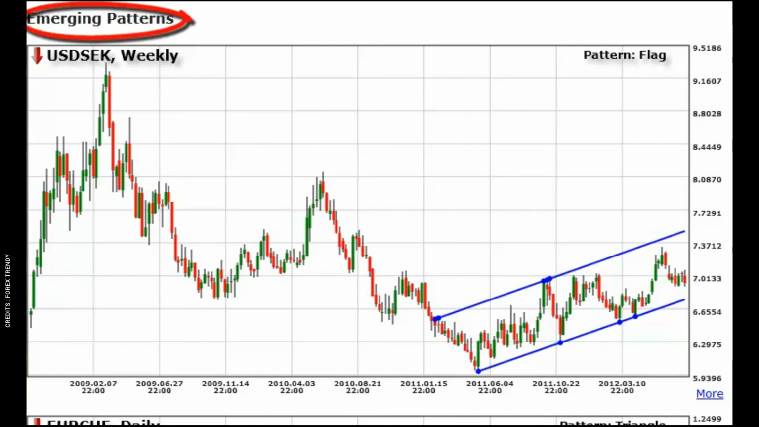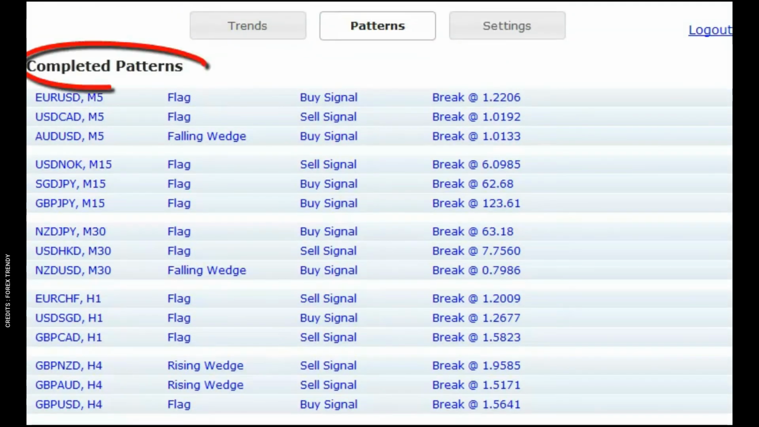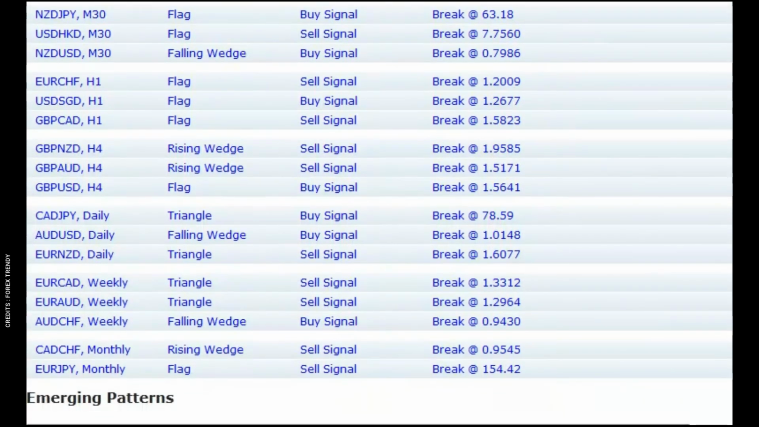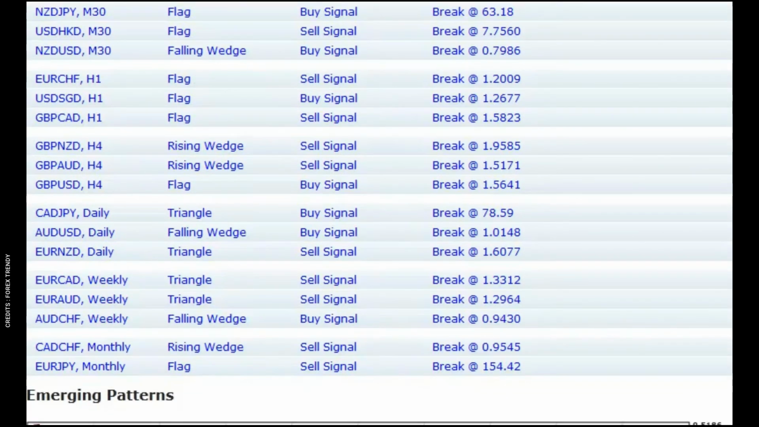These are emerging patterns. And here's something special. The history of completed patterns, updated in real time. They are actually confirmed patterns because the price has already broken through the trend line. The problem with emerging patterns is that they can change several times or the price will not break through the trend line. Unlike emerging patterns, completed patterns can be accepted as trading signals.